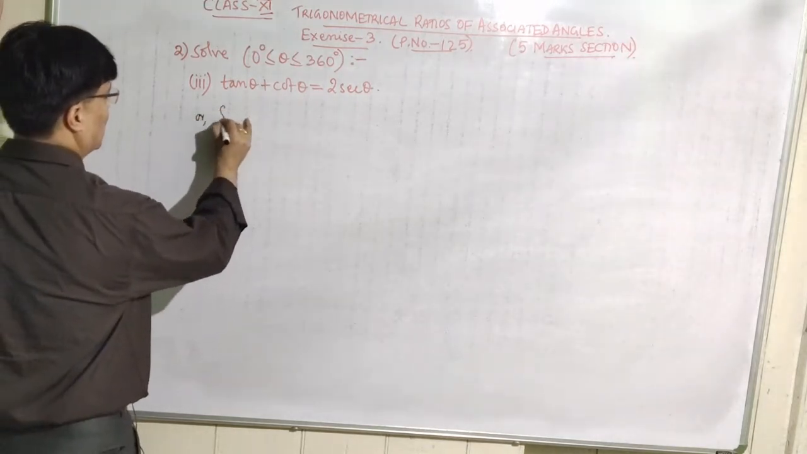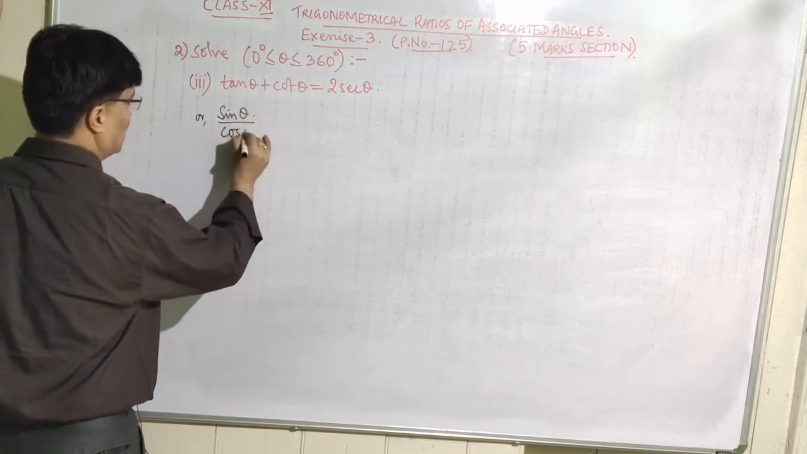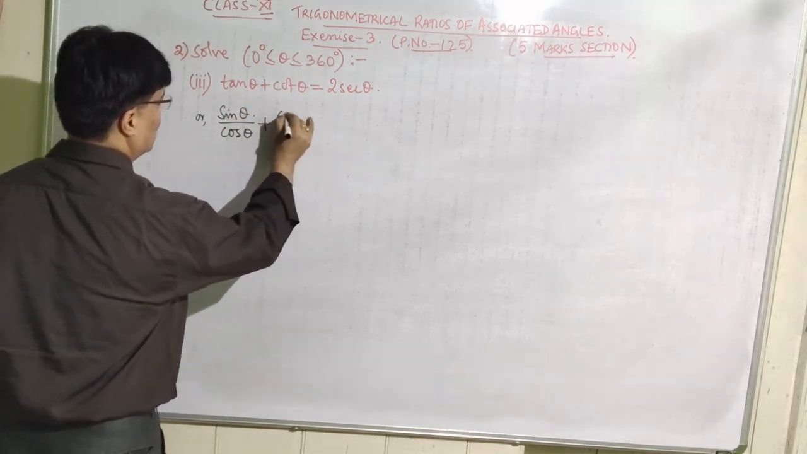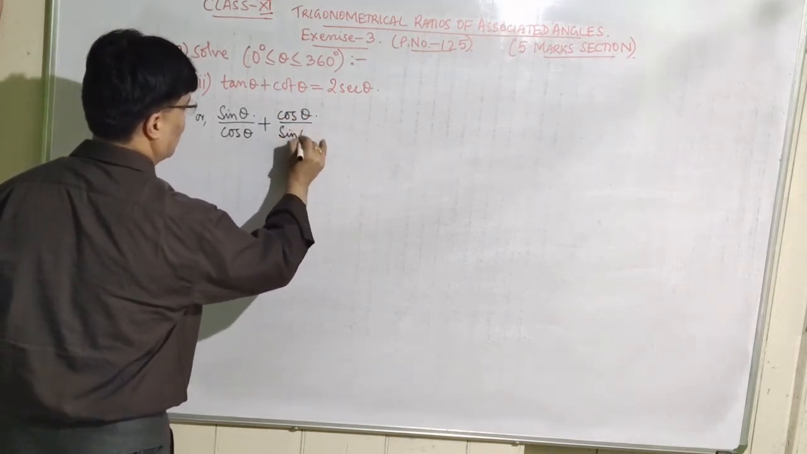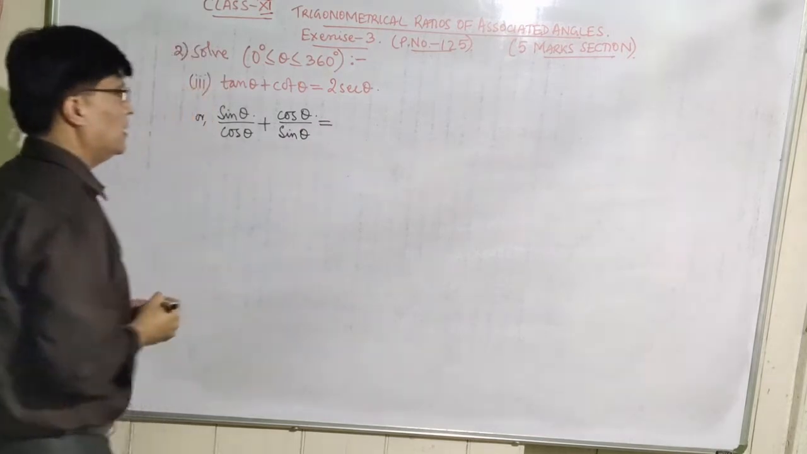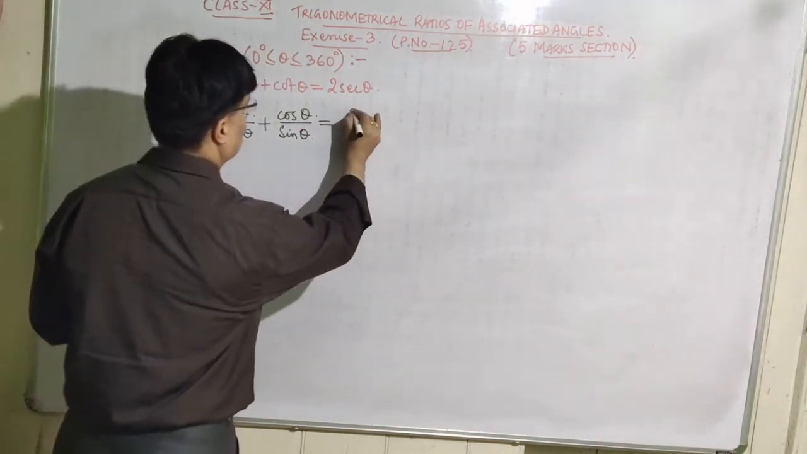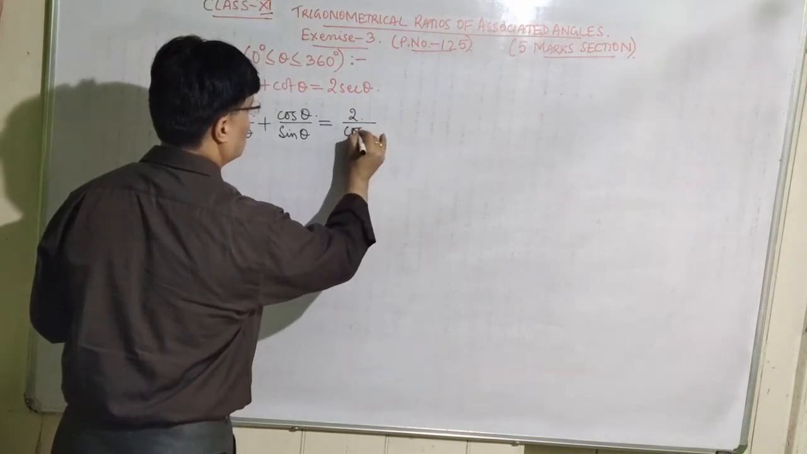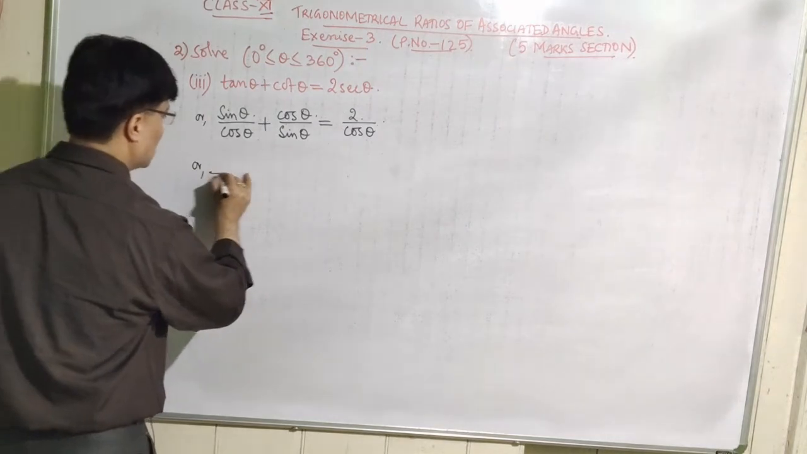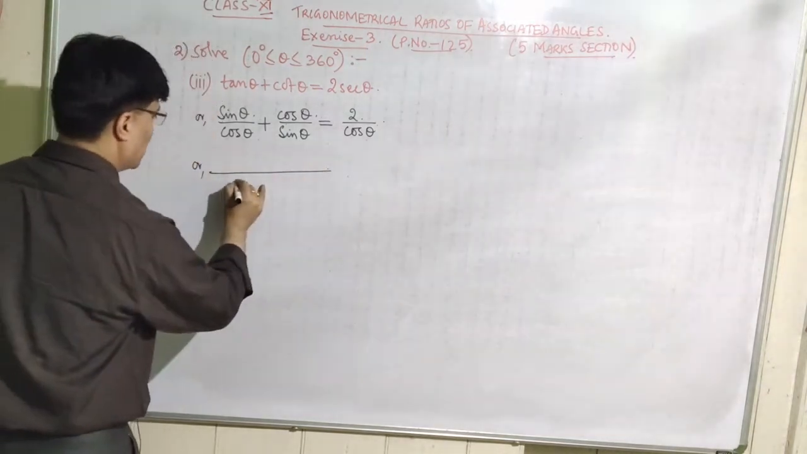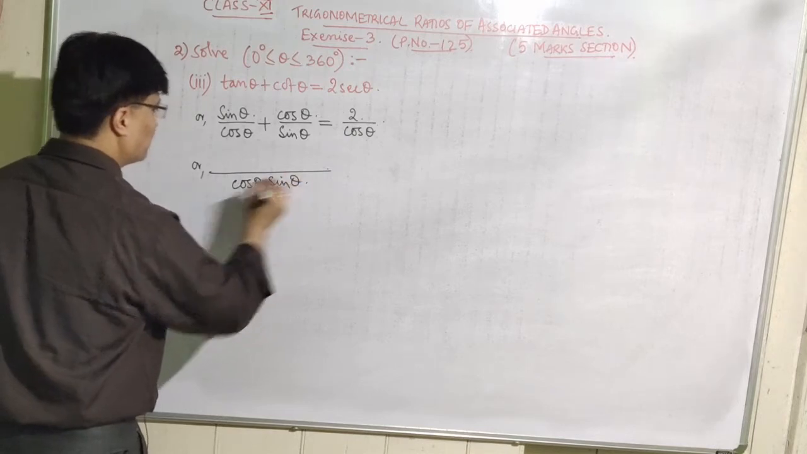So what is tan theta? It is sin theta by cos theta. What is cot theta? You know that it is cos theta by sin theta. We are writing the formula only. Is equal to, what is sec theta? 1 upon cos theta. So it is 2 upon cos theta. Okay. So what's the LCM out here now? LCM, it is cos theta sin theta.